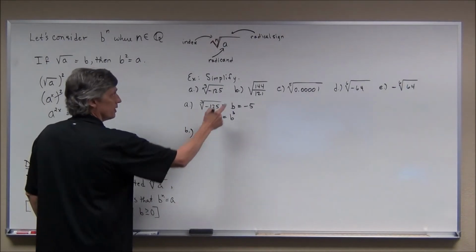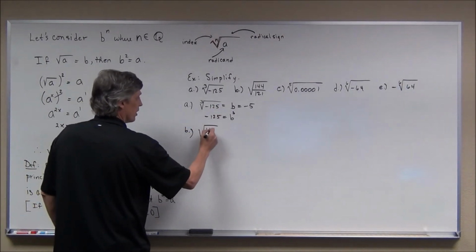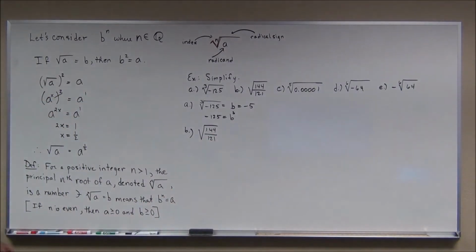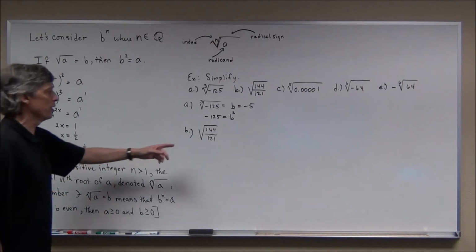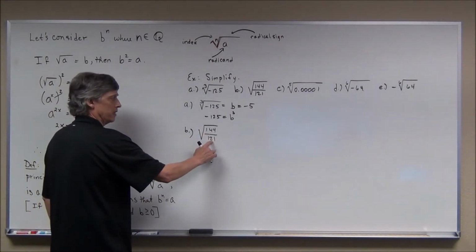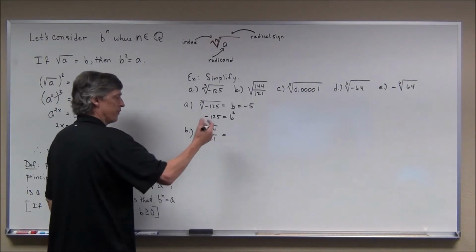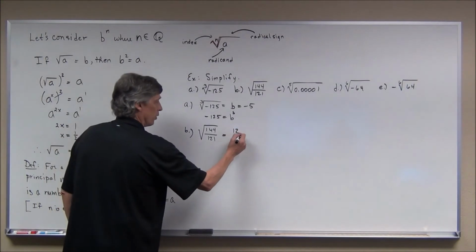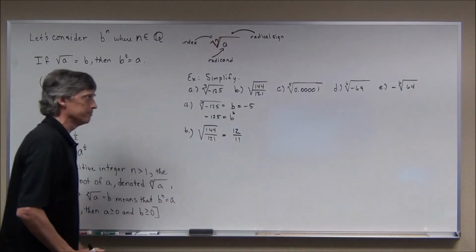B. We have the square root of 144 over 121. Now, the fraction underneath the radical sign would normally cause us a little bit of difficulty, but both the numerator and the denominator are perfect squares. This is 12 times 12, and this is 11 times 11. So what fraction times itself is 144 over 121? Well, that would be 12/11. So I can kind of do that one in my head.